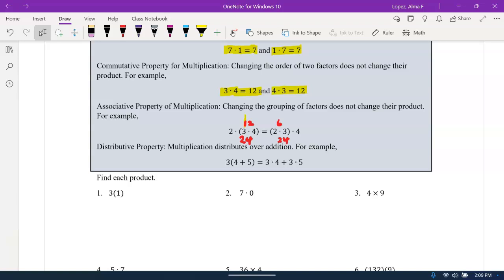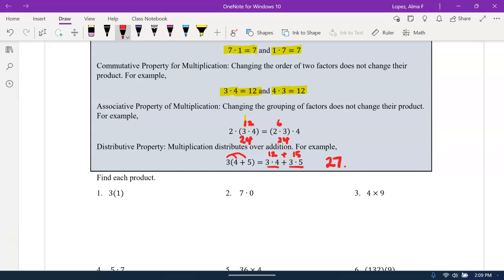And finally, the distributive property, multiplication distributes over addition. So if you have two numbers that are being added together and there's a 3 that has to be distributed onto each one of them, you do it as 3 times 4, and then the addition symbol, and then 3 times 5. Then you would take the sum of those two. So you'd get 3 times 4 and 3 times 5. And when you add those together, we would get 27.